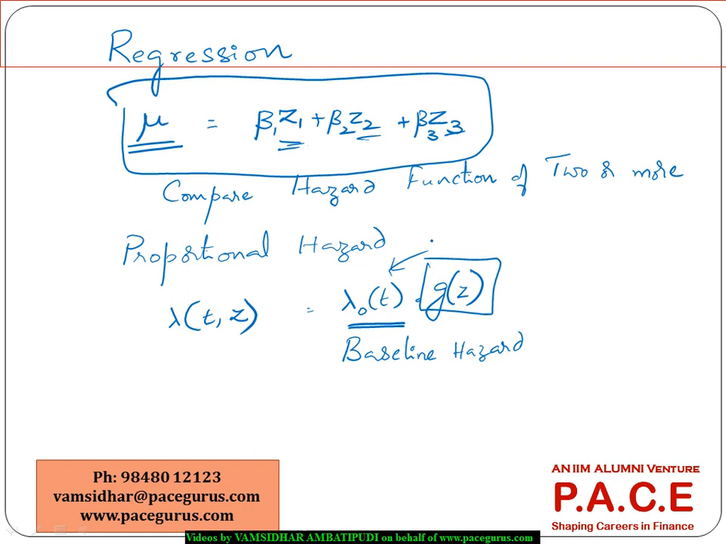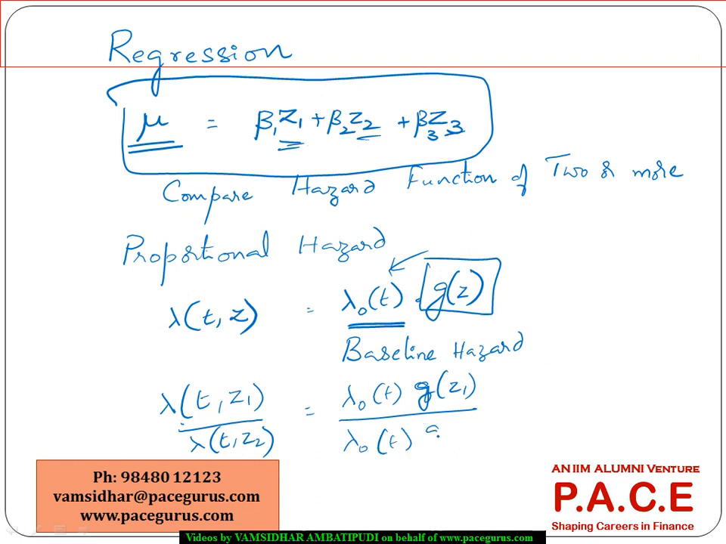Let's say I am talking about two groups of people with two different sets of covariates altogether. I should be able to take their proportions, because this is lambda naught of t into g of z1, whereas the other one is lambda naught of t into g of z2. So the dependency can be modeled in a proportionate form, in the form of a proportion: one is how many times that of the other. That is an advantage we can look out for with the proportional hazard model.